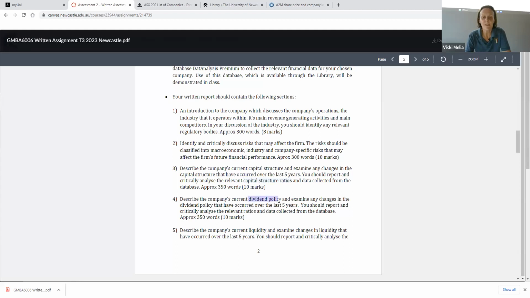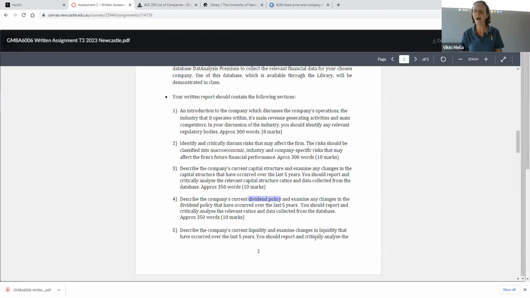I want you to look at the company's dividend policy. And by dividend policy, I just mean, are they paying dividends? How much are they paying? And does it change much from year to year? Dividend policy is really nothing more complex than that. Does the company pay dividends? ASX 200, I would expect lots of those companies are paying dividends. And I would also expect their dividends would be fairly consistent from year to year, but that's for you to find out.